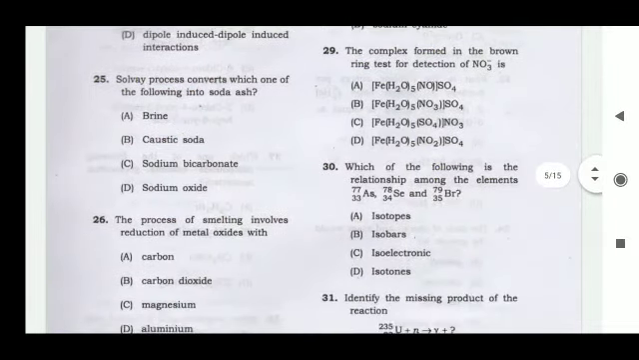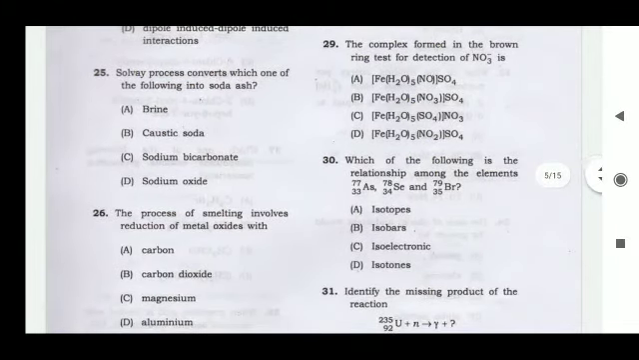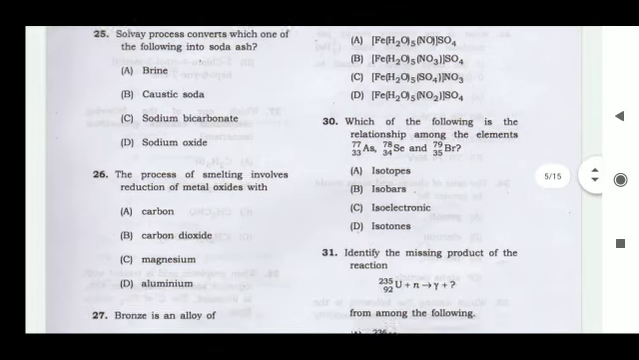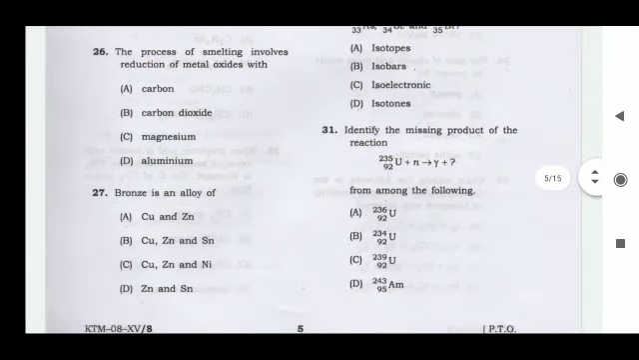Next question 25, Solvay process converts which one of the following into soda ash? So in Solvay process, sodium bicarbonate converts into soda ash. Next question, the process of smelting involves reduction of metal oxides with carbon. So option A is correct. Next question, bronze is an alloy of copper, zinc and tin. Remember this thing. So option B is correct.